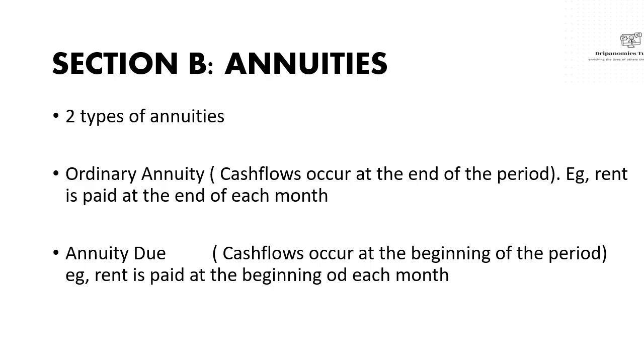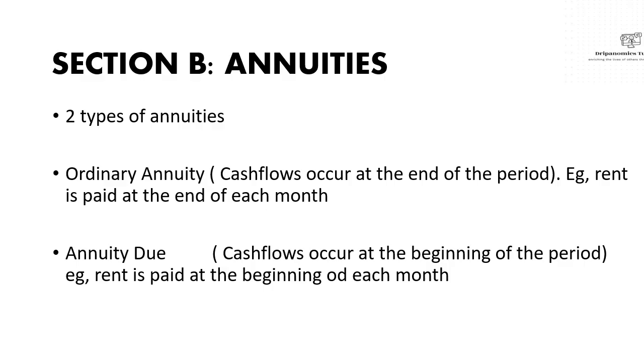Now you have your ordinary annuity, you have your annuity due, and you did this in MAA, right? What is the ordinary annuity? This is when the cash flow occurs at the end of the period. So let's say maybe you're paying rent. You pay rent at the end of each month. That is an ordinary annuity. Or at the end of each year. That is an ordinary annuity because you're paying it at the end of each year.